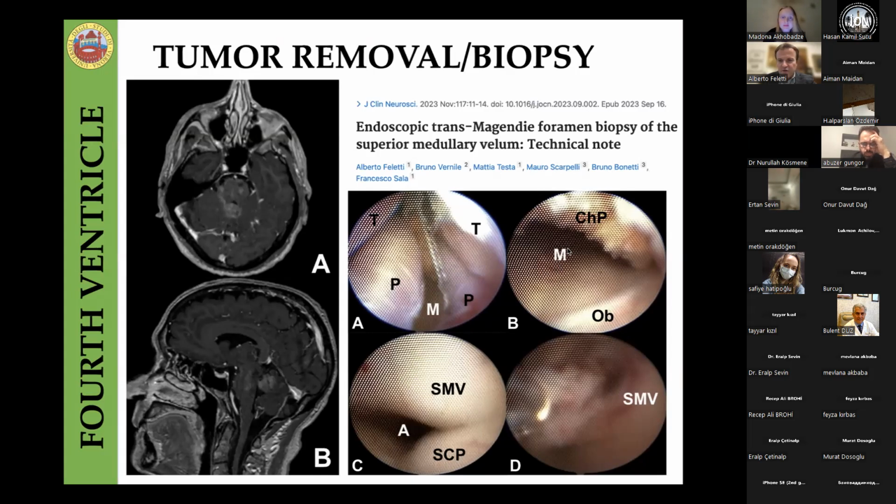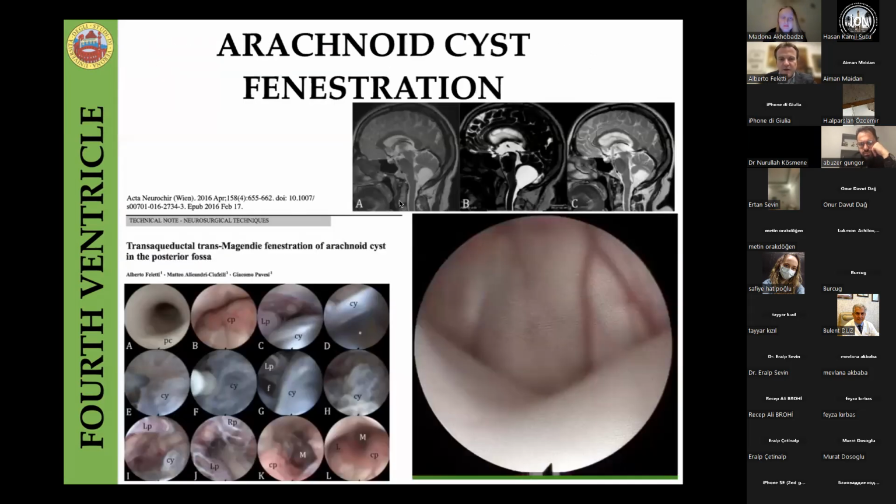Here you can see the PICAs. I entered through the Magendie foramen the fourth ventricle. This is the opening of the aqueduct seen from the fourth ventricle. This is the superior medullary velum, and this is the biopsy which was taken.